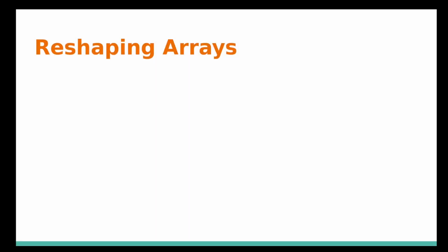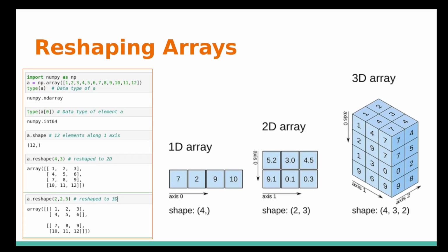Reshaping arrays is a common task that we perform with NumPy. To give you an example, I define a NumPy array a, which is obtained using np.array. Remember, I have first imported NumPy as np. So this np is an object, and this object has a method called array, and that array requires me to pass in an argument, which is a list. So I'm passing in this list, and when I execute this, I see that I have created a, which has the data type of numpy.ndarray, which is the data structure that NumPy offers.